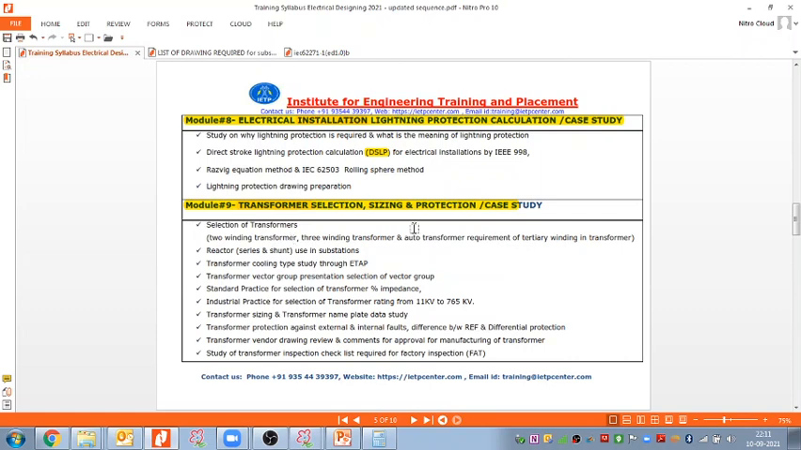Module 9 is transformer selection, sizing and protection. The transformer is the heart of the substation, so for sure we will discuss it, and that is the reason we have taken the transformer in a separate module, so that we can study it in detail. It is the most costly equipment in the substation and needs the most protection. We should know the proper selections required for the transformer, since it is costly. So we will discuss that in module number 9.